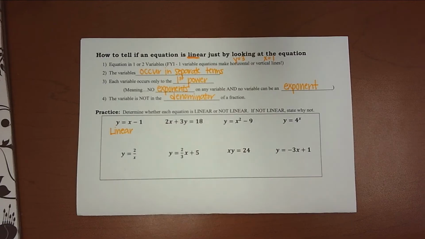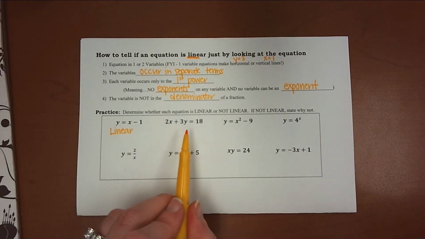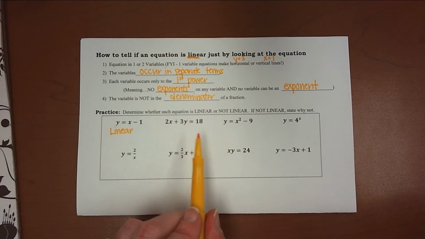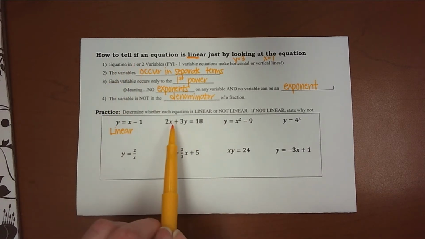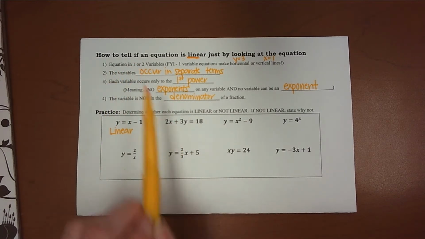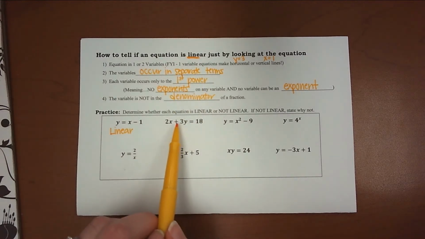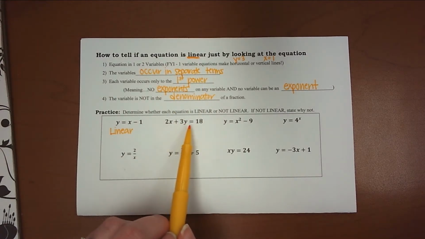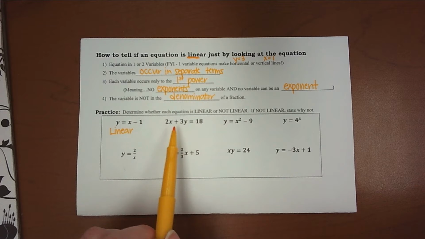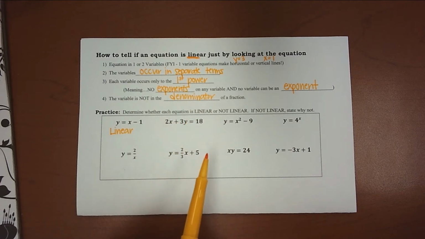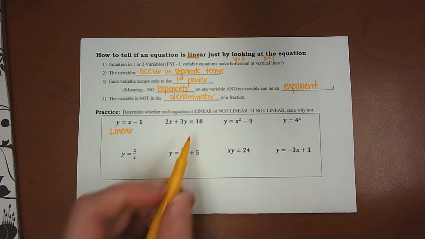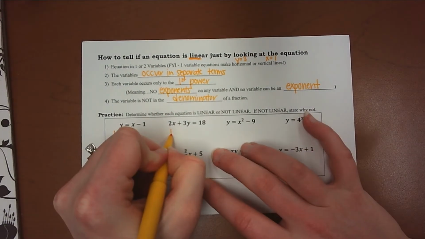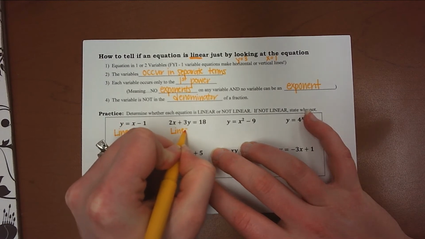The next equation that we have is 2x plus 3y equals 18. The equation has two variables, x and y. The variables occur in separate terms because they're divided by a plus symbol. The variables are only to the first power. Since there's no power listed, we assume it's to the first, and neither of those variables is in the denominator of a fraction, and so this equation is also a linear equation.